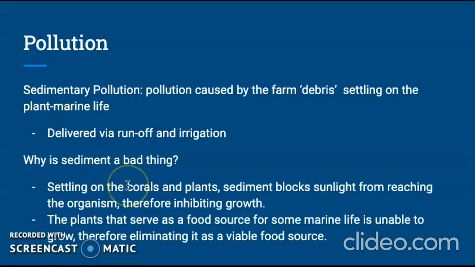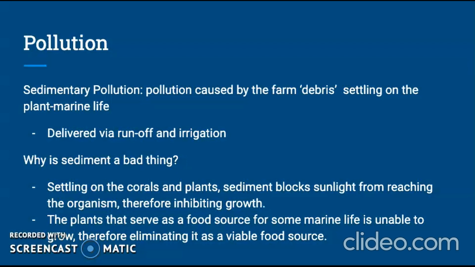So the second type of pollution is sedimentary pollution, which is caused by farm debris settling on the plant and marine life. So this is delivered very similarly through runoff and irrigation. And the reason this type of pollution is a bad thing is because settling on corals and plants, the sediment blocks sunlight from reaching the organism. So it's blocking any sort of photosynthetic properties and inhibiting growth.